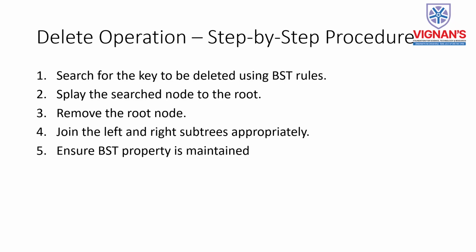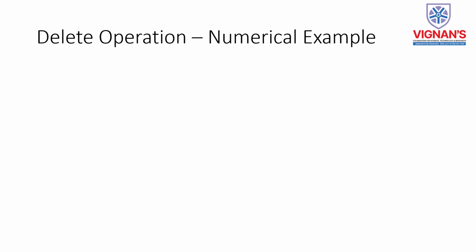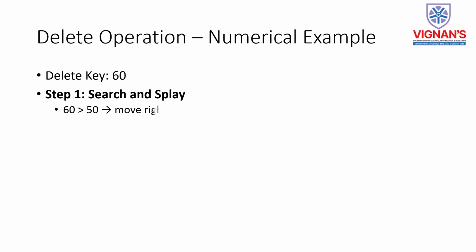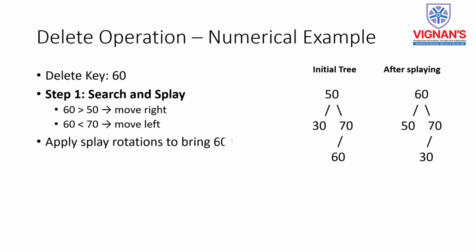Here is the simple example for delete operation. Suppose the key selected for deletion is 60. Step 1. Search and splay. 60 is greater than 50, so move right. The search starts at 50 and moves to the right child. 60 is less than 70, so move left. From node 70, traversal moves to the left child. Apply splay rotations to bring 60 to the root. Splay rotations are applied to move node 60 to the root position. Step 2.